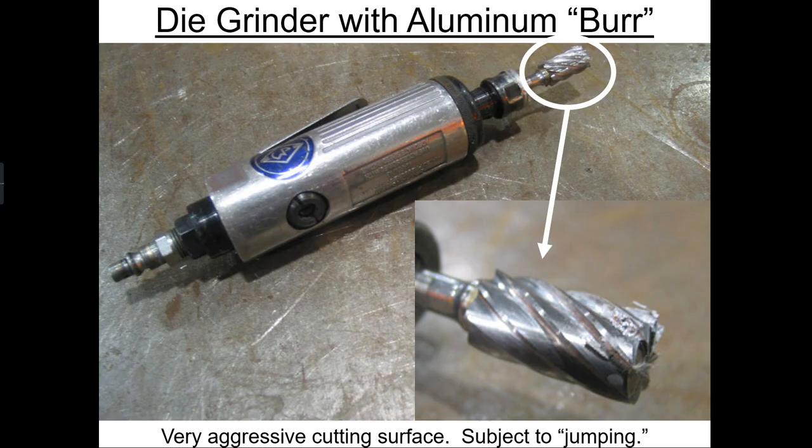This is the way to do it. We use an aluminum burr. If we have to grind a weld away, this is the way we do it, with some form of a burr. I do want to point out a little safety precaution here.